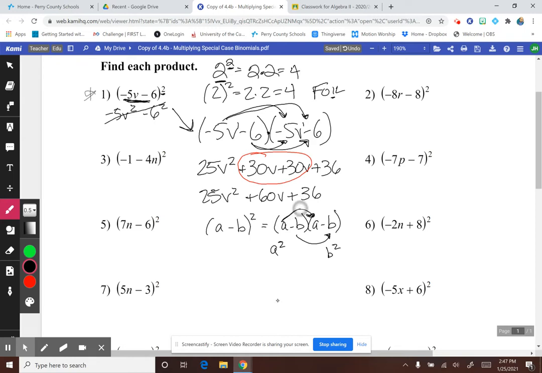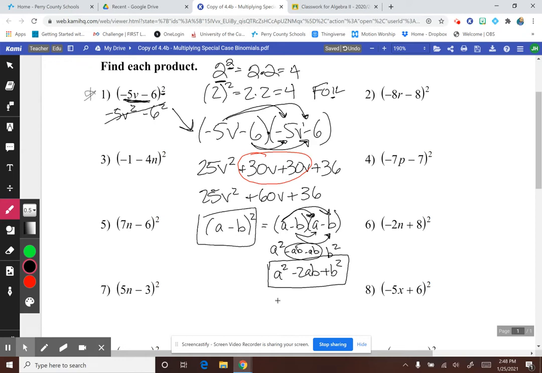If I did a times negative b, I would end up with a negative ab. And this negative b times a is negative ab again. So really what I end up with is a squared minus 2ab's, because I've got two of them, right? Here's my like terms, plus b squared. And so you're going to see anytime you have something like this right here, you are going to have this particular situation right here.